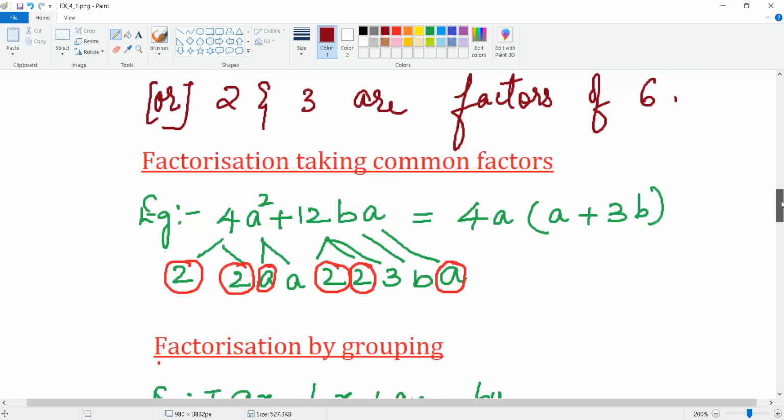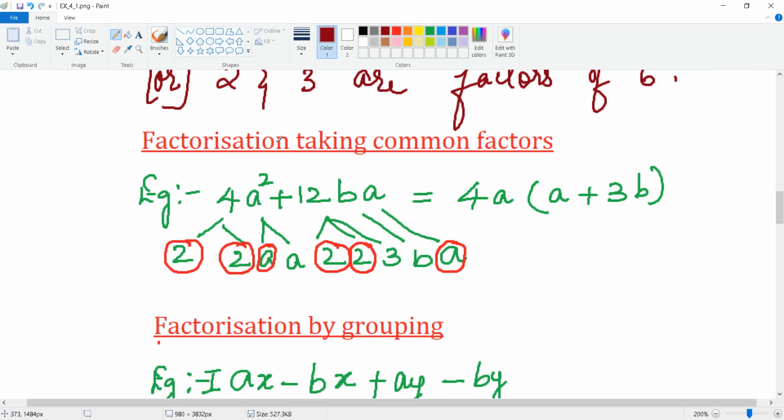The first one is the simplest one, factorization by taking common factors. You take the common factors and factor them out. Let's look at an example. Let's say you had 4a square plus 12ba and they're asking you to factor this. So what will you do? See here, the 4 could be written as 2 and 2, right? 2 2s are 4.